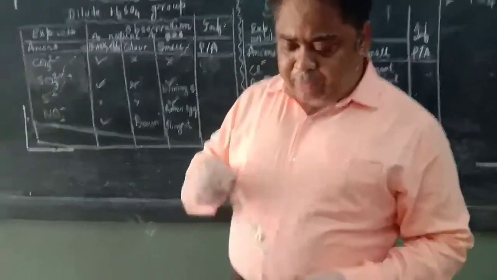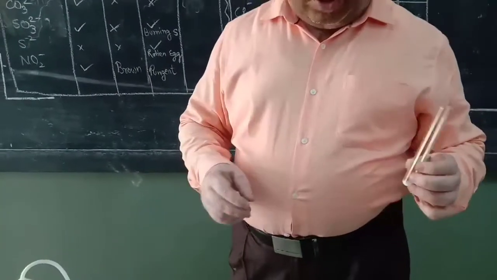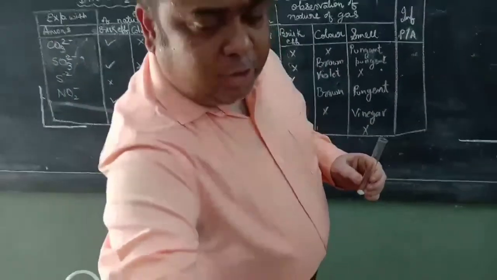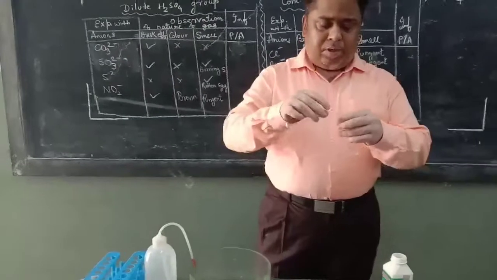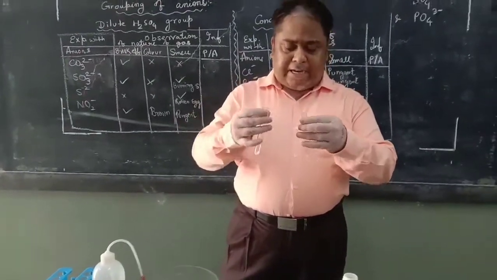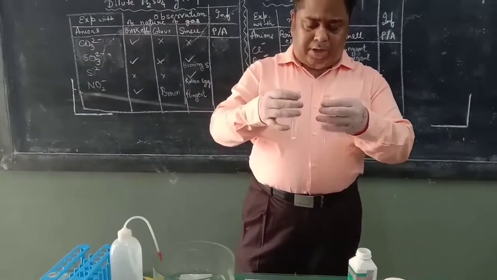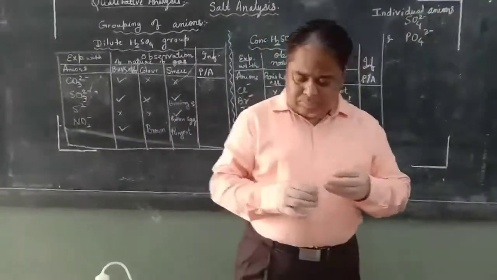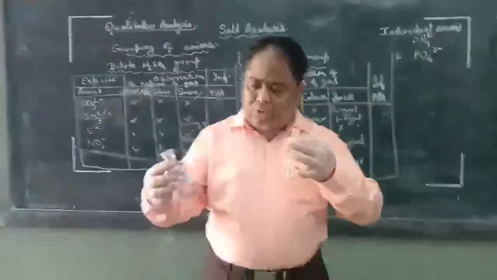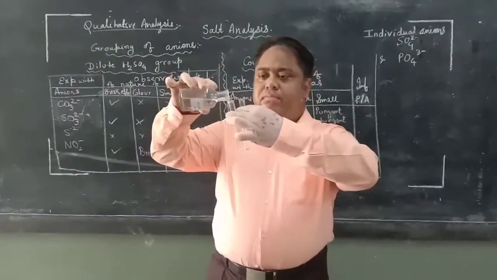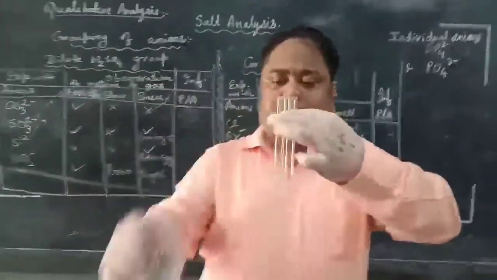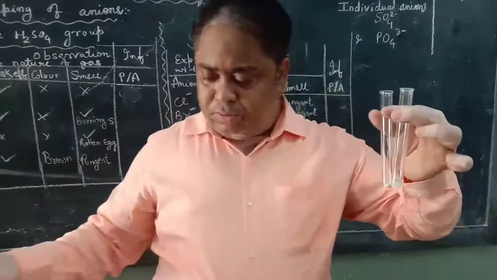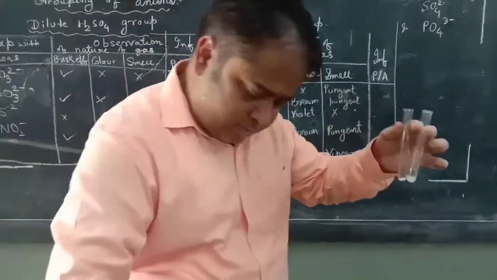Test tube should be dry. Now this I will divide into two parts, because this can be nitrite also and this can be nitrate also. Alright. So in one, I will put dilute sulfuric acid. On the other I will put concentrated sulfuric acid.